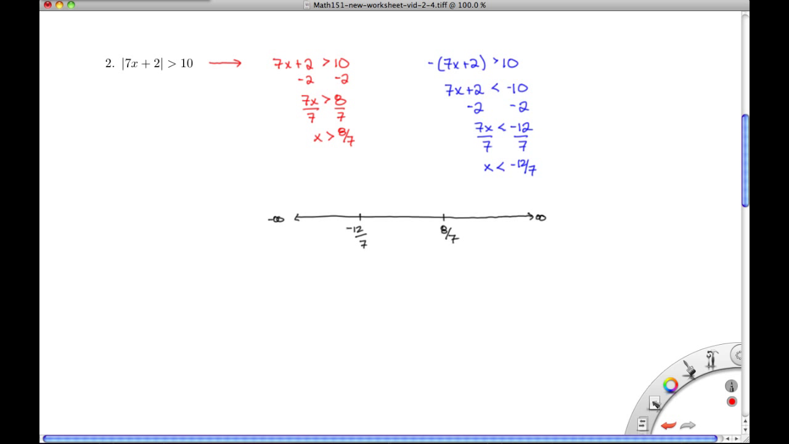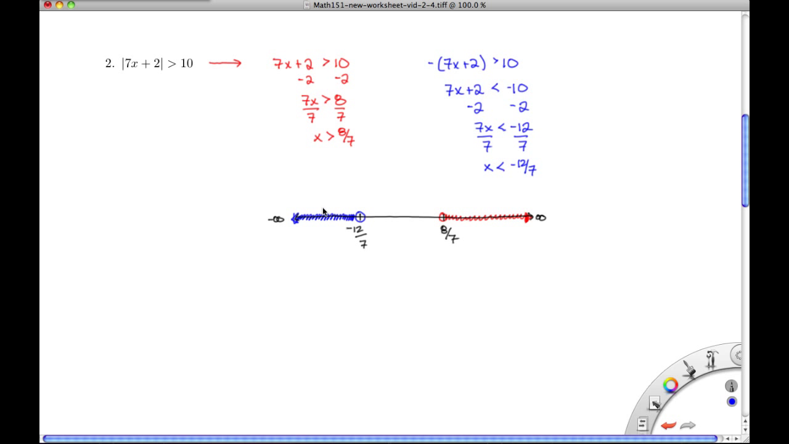So x needs to be strictly greater than 8/7. So strictly greater means we're not going to include 8/7, but we are going to include all of these points greater than. And then for x is strictly less than -12/7, again, strictly less than, we don't include that point specifically, but we're going to go ahead and take on all these points less than. Okay, so we have two non-overlapping intervals.